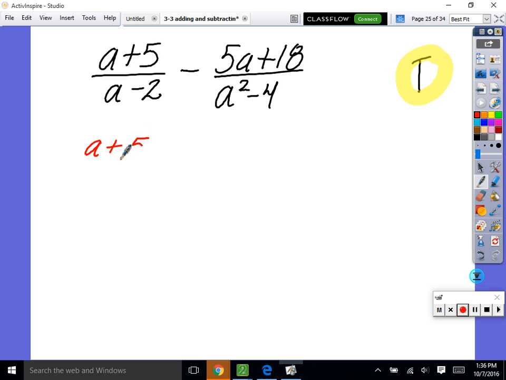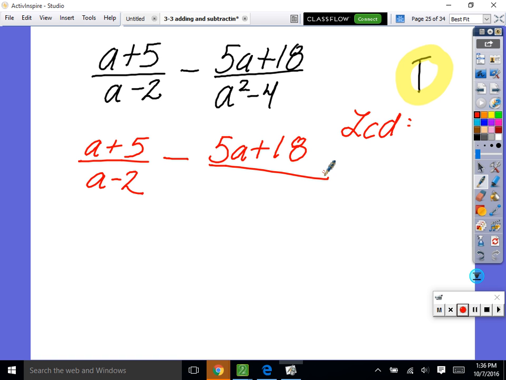So we have x plus 5 over a minus 2. We don't want to multiply just by a squared minus 4, guys. That's going to give us so much worse of a problem, and you're going to end up getting it wrong. You need to multiply by the least common denominator. So really, we have minus 5a plus 18 over, this needs to be factored, a minus 2 times a plus 2. Does everybody understand?